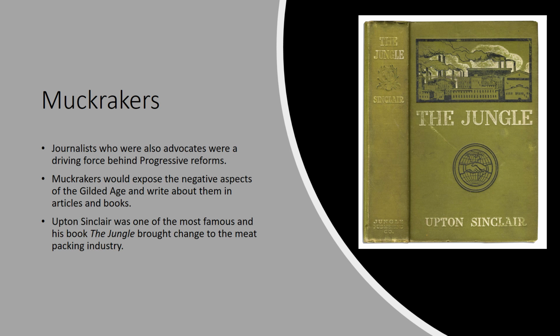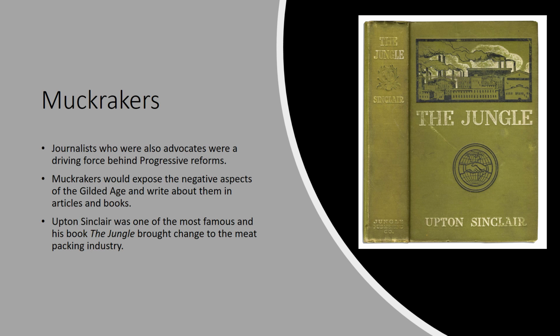A driving force behind a lot of the progressive era reforms are going to be journalists and writers who are referred to as muckrakers. Now, muckrakers were these writers and journalists who wrote articles and books that exposed the corruption of the Gilded Age. They exposed the bad practices of the Industrial Revolution. They exposed things that the government wasn't overseeing. And so these journalists, these muckrakers, really stirred stuff up. That's why they raked the muck, basically. They stirred stuff up to try to get change.